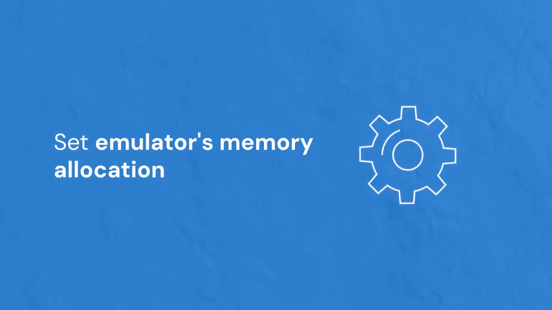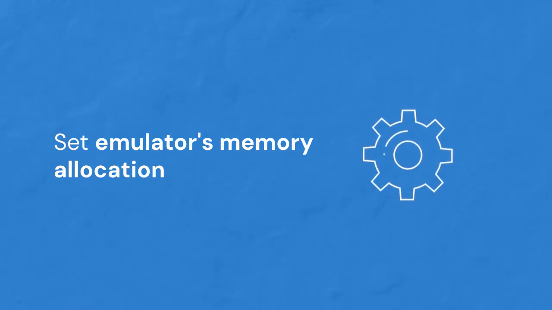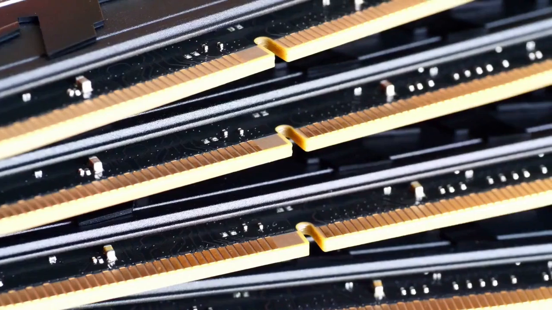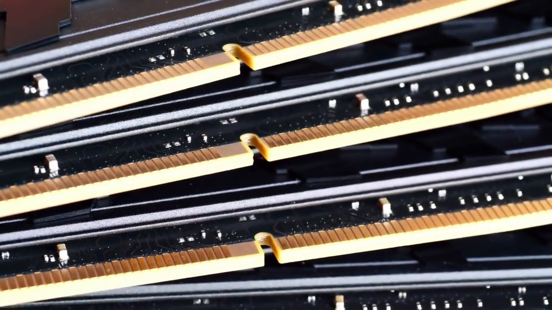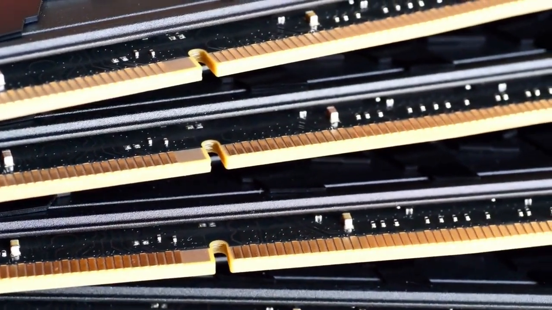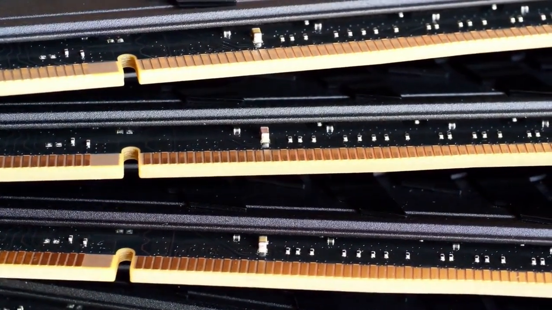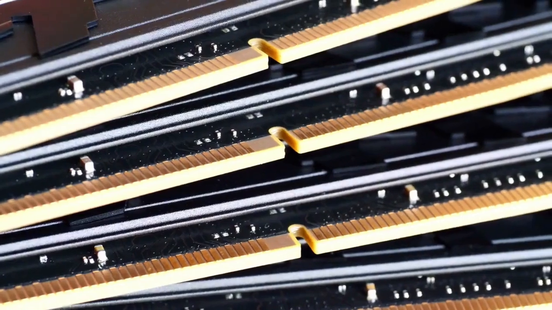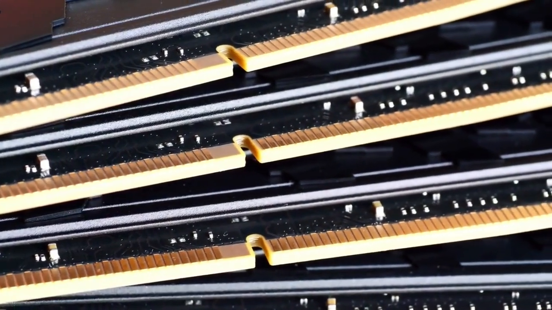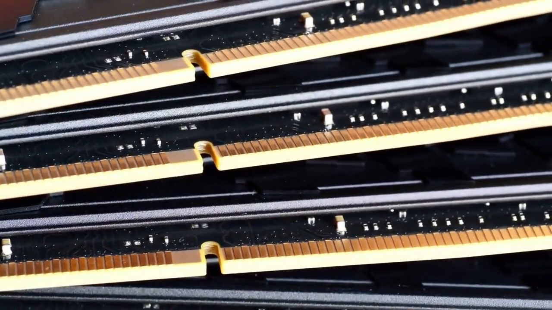A common workaround involves explicitly setting the emulator's memory allocation. Open the AVD Manager. Edit your AVD. Click on Show Advanced Settings. Look for memory and try increasing the RAM allocated to the emulator. A higher RAM allocation may solve the issue.